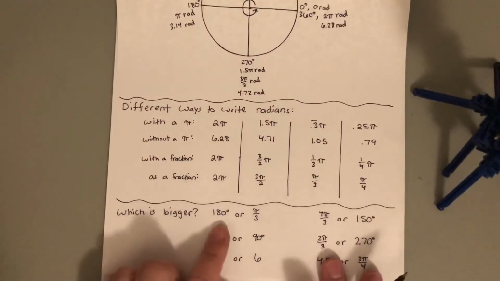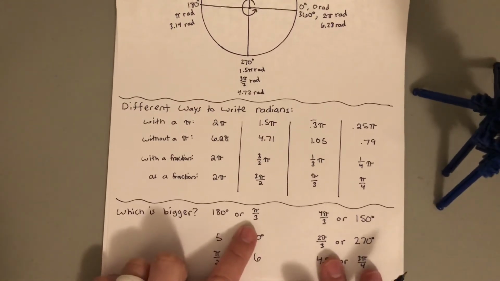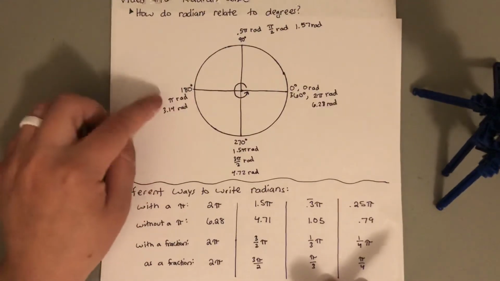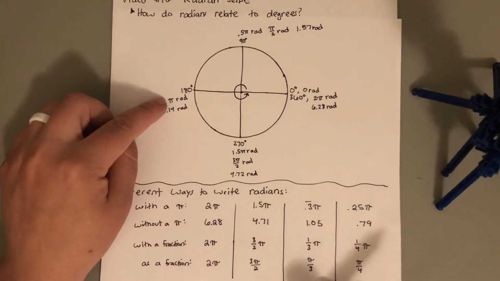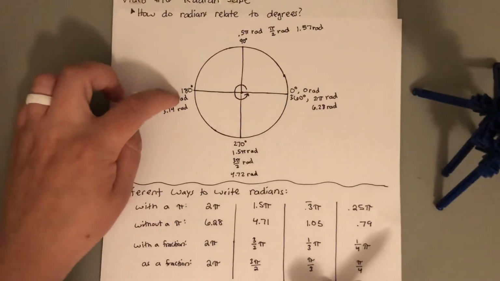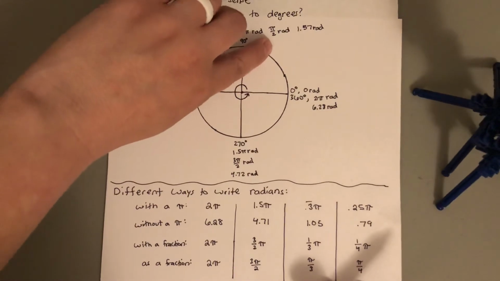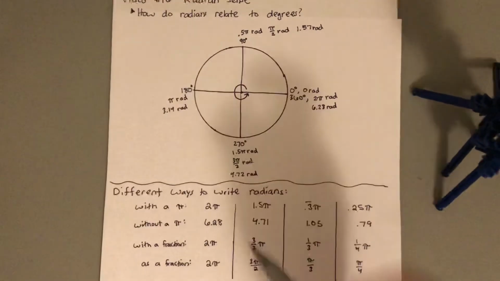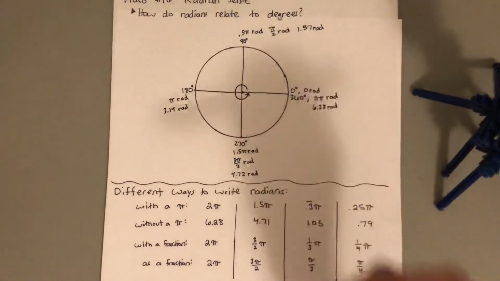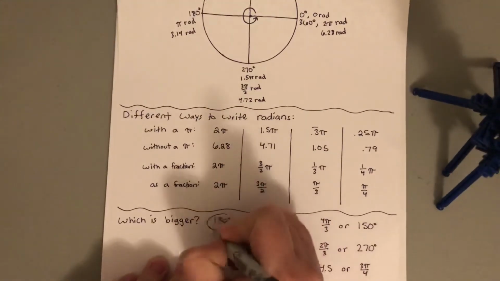So for example, let's say we have 180 degrees or pi over 3. Well, 180 degrees we know is halfway around the circle, which is pi. Pi over 3 is only a third of pi, so if this is pi right here, pi over 3 would be back here somewhere. A third of pi, pi divided by 3, that's less than pi. Which means 180 degrees is going to be the bigger angle measure. So for this first one, we'll circle 180 degrees.